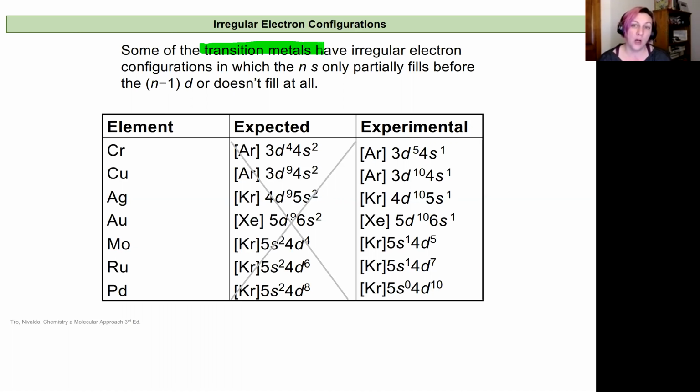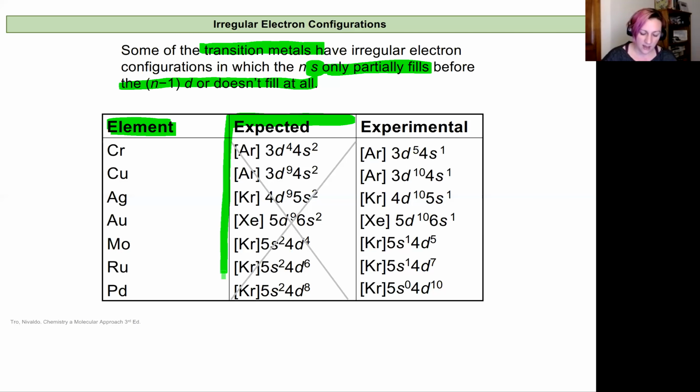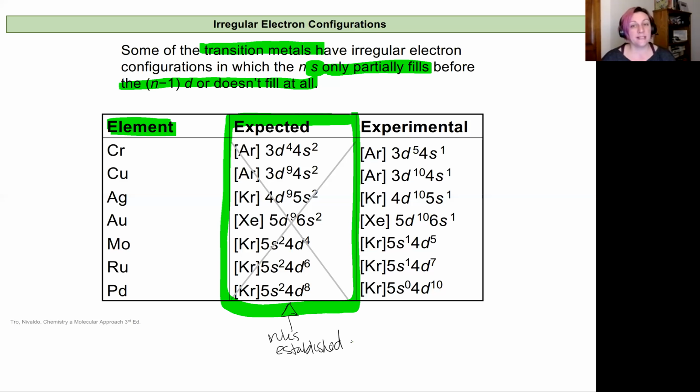call irregular electron configurations, which means it's not going to be the electron configuration you would predict based on the rules that we learned. And the trick to this is that some of the s orbitals only partially fill before the d orbitals, or they don't fill at all. And so for these elements right here, it was chromium, copper, silver, gold, molybdenum, ruthenium, and palladium. We have an expected electron configuration following the rules we established in the previous lecture. And these are now what we see experimentally.